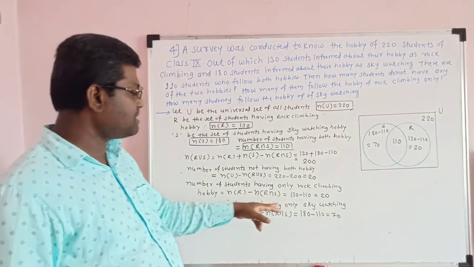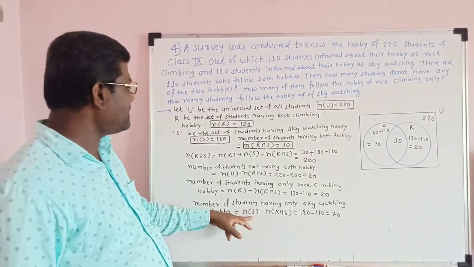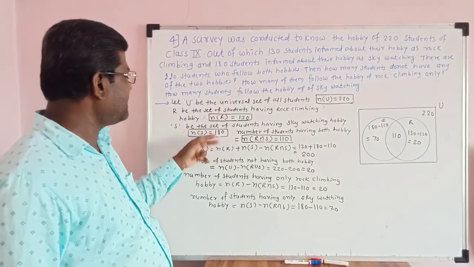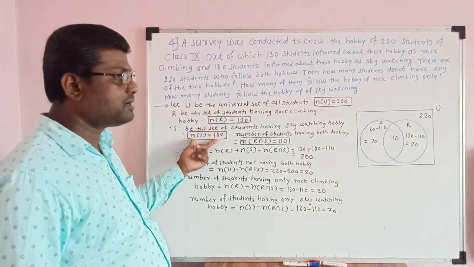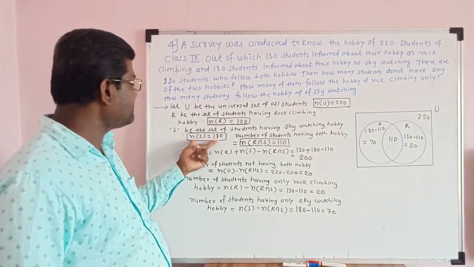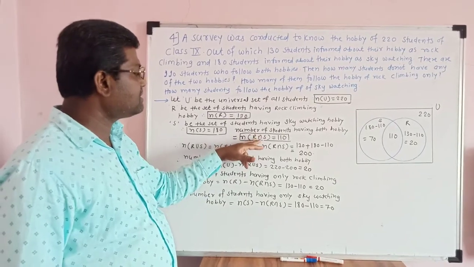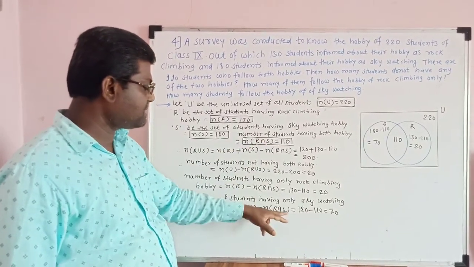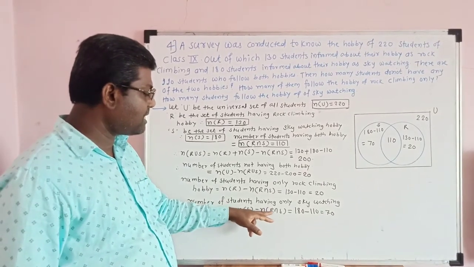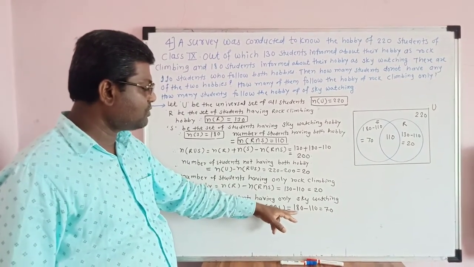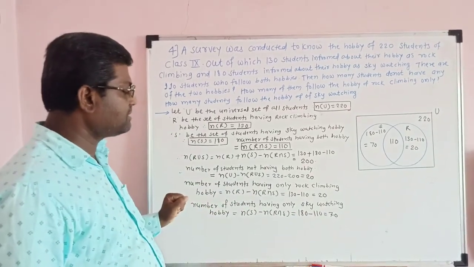Similarly, for the number of students having only the sky watching hobby, n of S is 180. These students have the sky watching hobby, but some of them have both the hobbies. So these students, R intersection S, we have to subtract from n of S. So n of S minus n of R intersection S is equal to 180 minus 110, which is equal to 70.